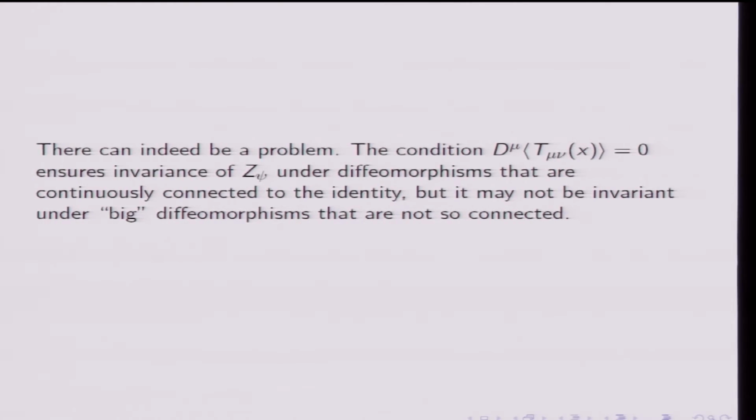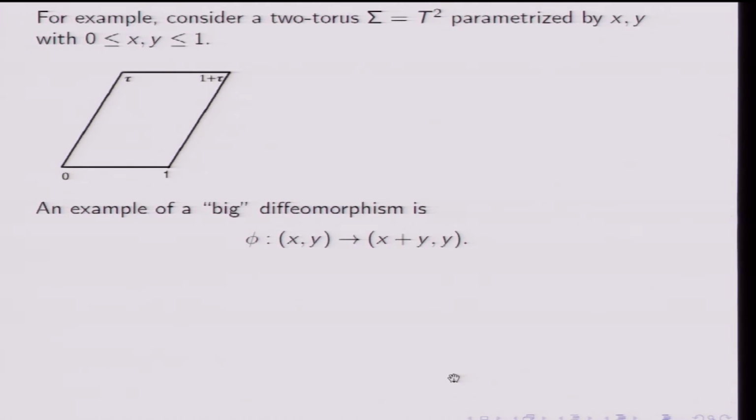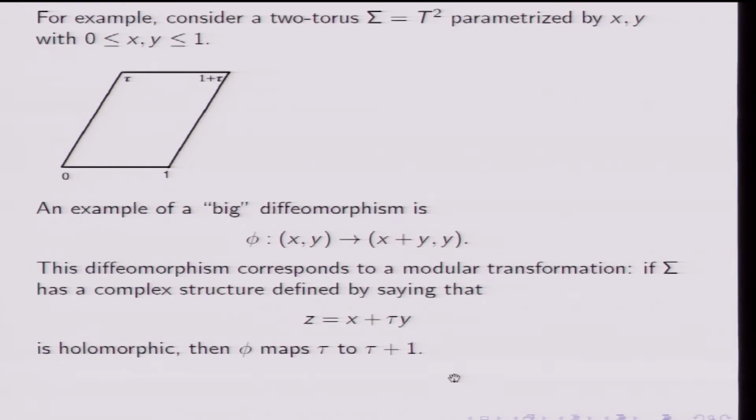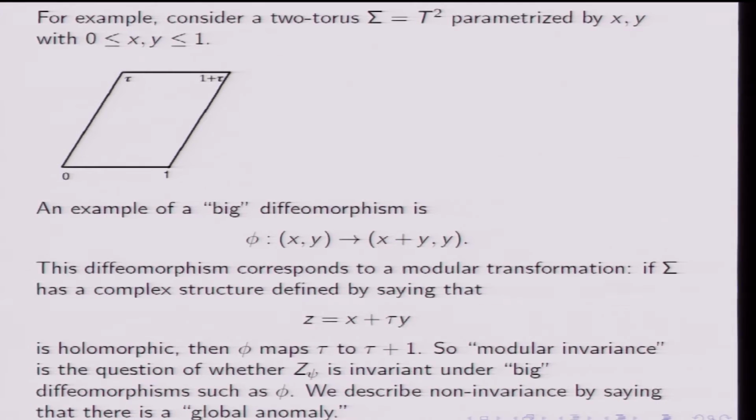The condition that the stress tensor is conserved ensures that Z psi is invariant under small diffeomorphisms, but it may not be invariant under big diffeomorphisms. For example, consider in the case of perturbative string theory a 2 torus parameterized by periodic variables x and y. So an example of a big diffeomorphism maps x and y to x plus y and y, and it corresponds to a modular transformation. If sigma has a complex structure defined by saying that x plus tau y is holomorphic, then phi maps tau to tau plus 1. So the modular transformation tau going to tau plus 1, and similarly other modular transformations come from big diffeomorphisms. And modular invariance is the question of whether Z psi is invariant under big diffeomorphisms, such as phi. We describe non-invariance by saying there is a global anomaly.